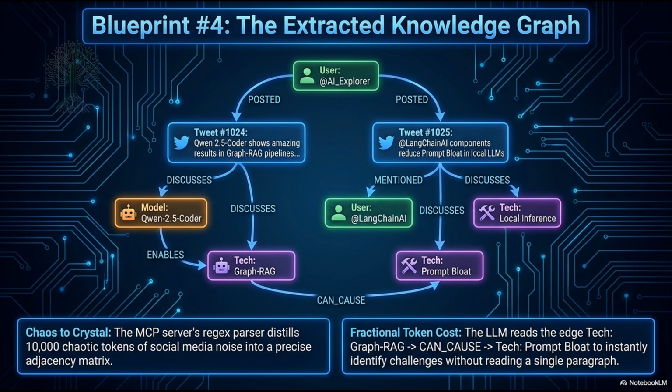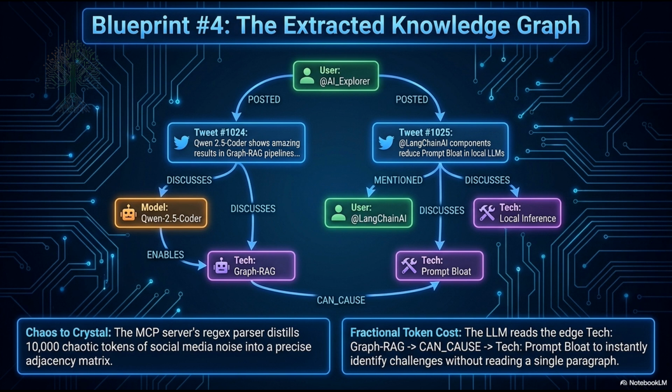The LLM gets a minimal JSON payload defining those relationships. It scans the nodes. It identifies the target node, tech, graph RAG. Right. Then it traces an outgoing edge labeled can cause, which terminates at the node tech, prompt bloat. So it immediately identifies a massive challenge without reading a single paragraph of actual text.